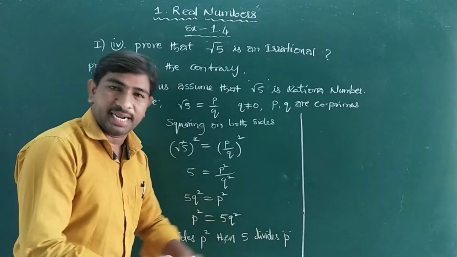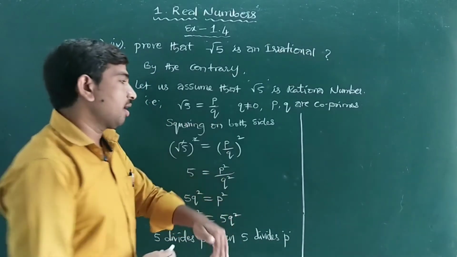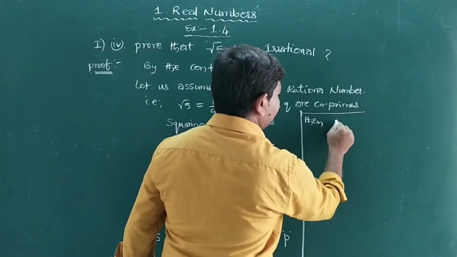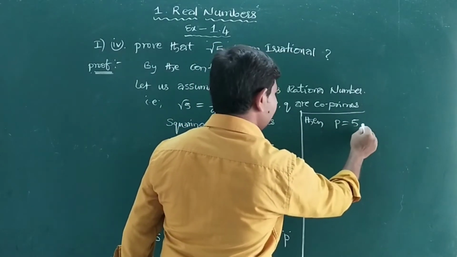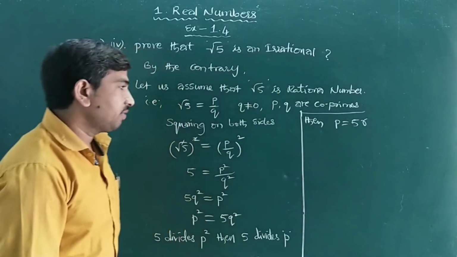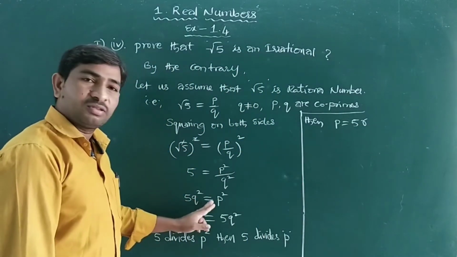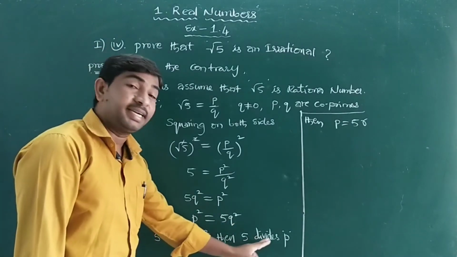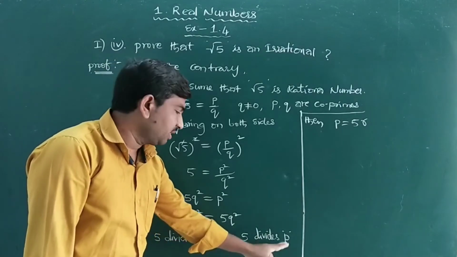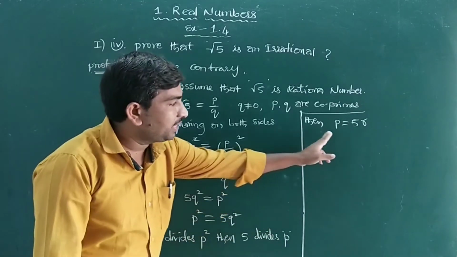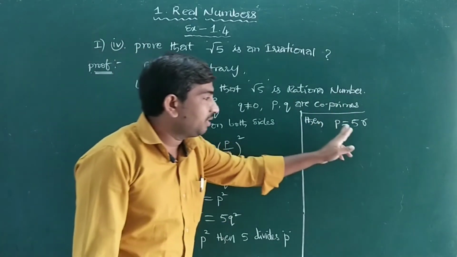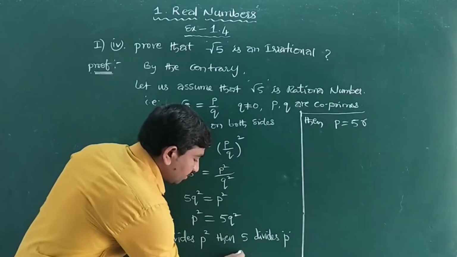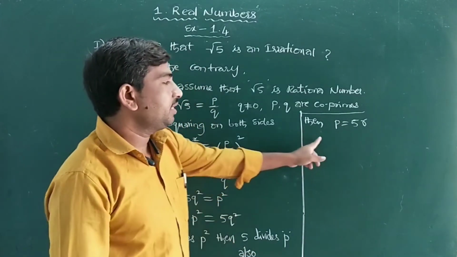So p can be written as 5 into some r. Since p square is equal to 5 into q square, and 5 divides p square, then 5 divides p also. Which means p is equal to 5 into some r. So p is equal to 5r.